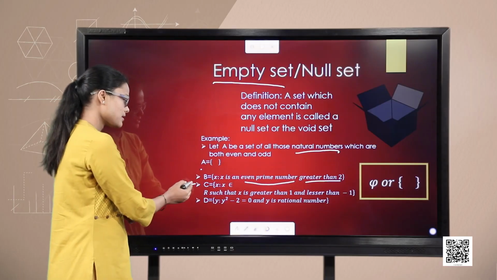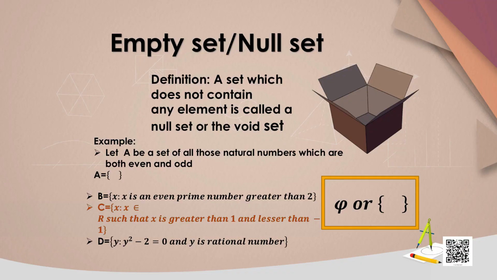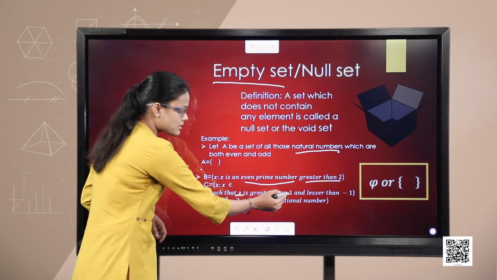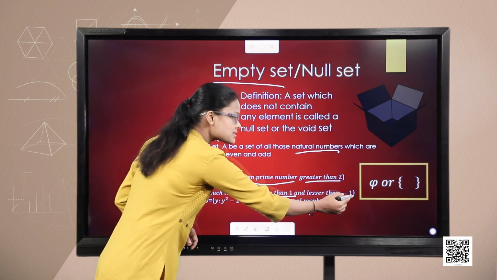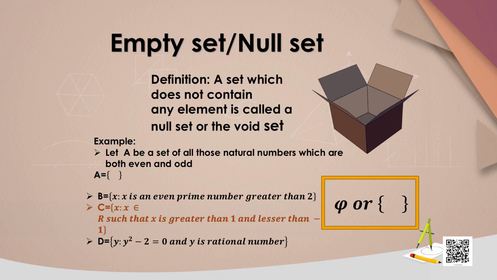Let us take the next example, which is set C. C is the set of all those real numbers x such that x is greater than 1 as well as less than minus 1. We know we cannot have a number which is greater than 1 and less than minus 1 simultaneously. So, the set C is also an empty set.